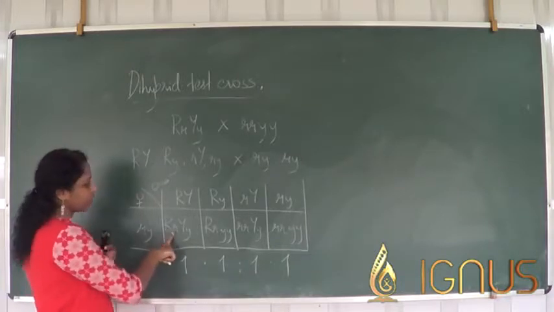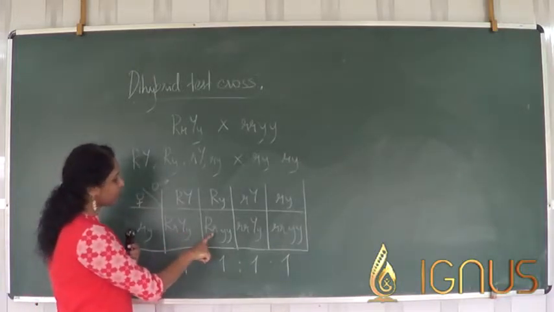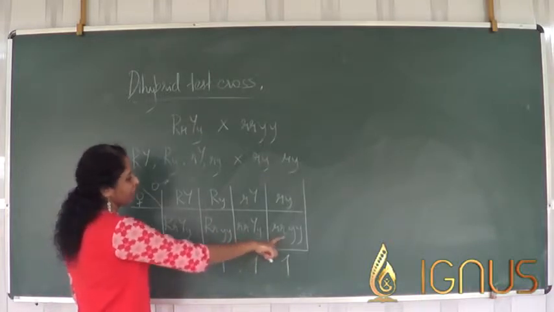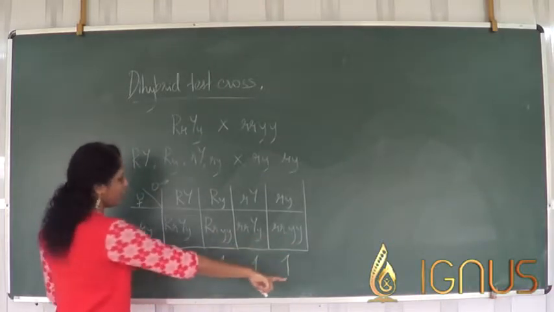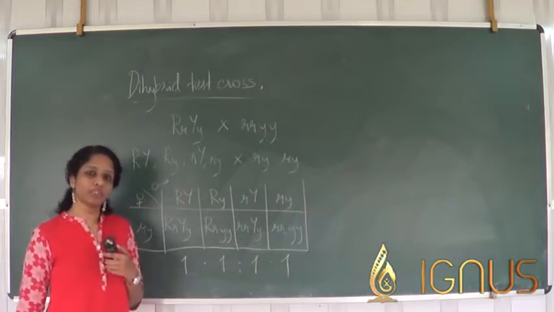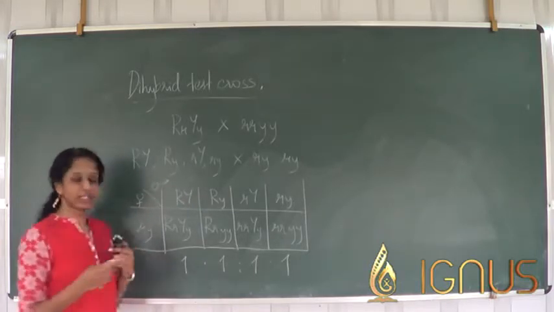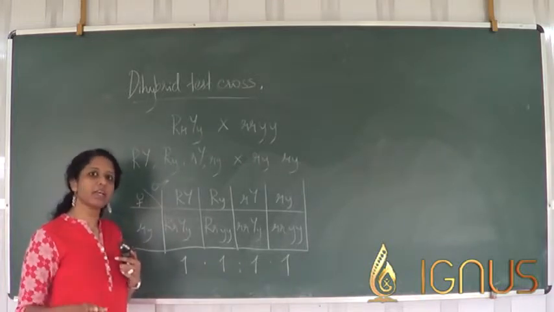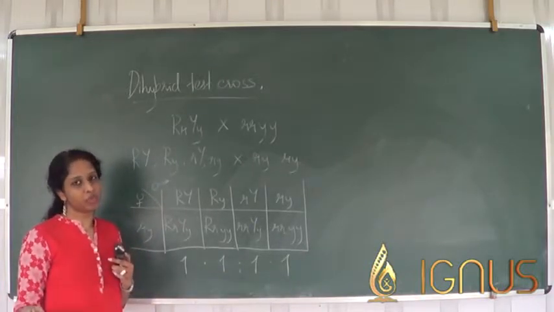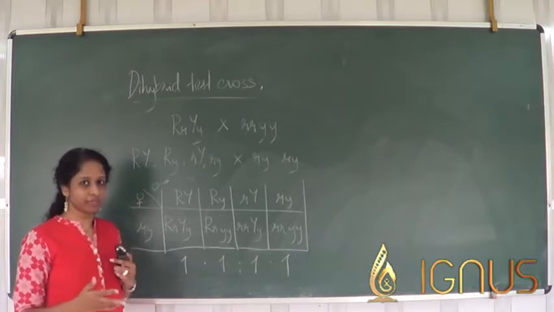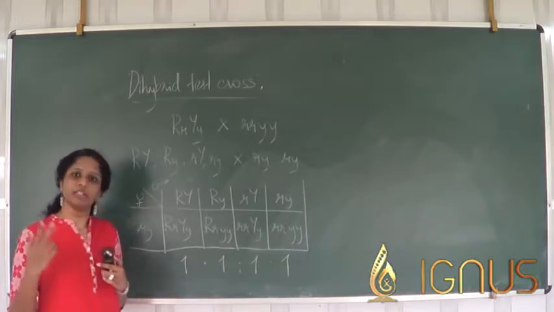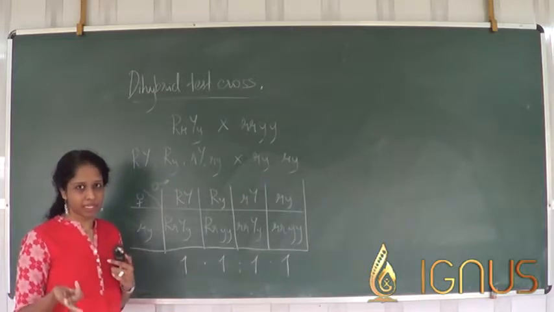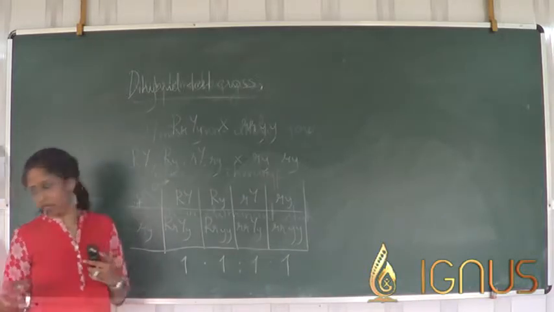So here you have round and yellow, then you have round and green, wrinkled and yellow, and wrinkled and green, all of them being in the 1:1:1:1 ratio, and that is a dihybrid test cross. It is exactly the same as you would be doing in a monohybrid test cross. The only difference being here you are taking 2 characters. In case of a monohybrid test cross, it would be just 1 character which should be taken into account.